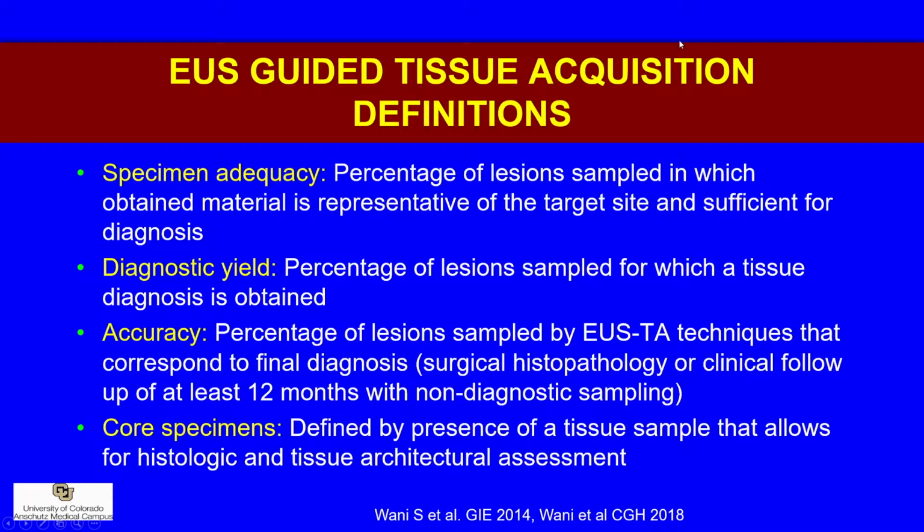Accuracy, which I think is one of the most important endpoints for any technique during EUS, is actually the percentage of lesions sampled that corresponds to the final diagnosis. And this is really based on your final result on EUS, the surgical pathology, and at least a follow-up of 12 months after the procedure. Core specimen, something that's really been a hot topic in EUS, is defined by the presence of a tissue sample that allows for histologic and tissue architectural assessment.